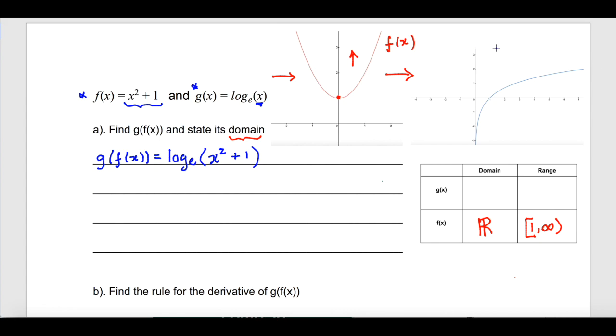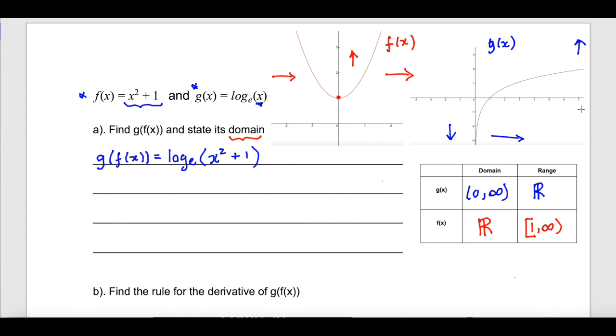Good, so now the other line we have is g of x. Now, the domain of g of x is going to be 0 to infinity because we go from 0 all the way over this way, and the range, well, we go all the way down to negative infinity and then we go all the way up to positive infinity. So the range is all real numbers.